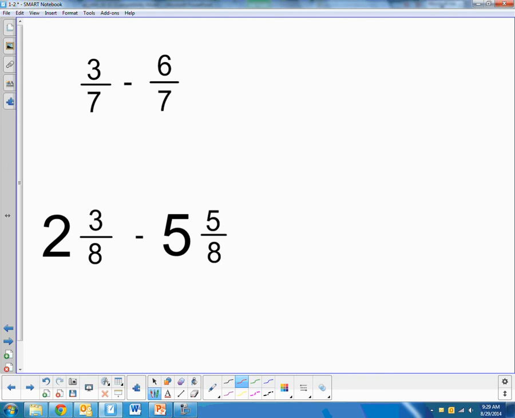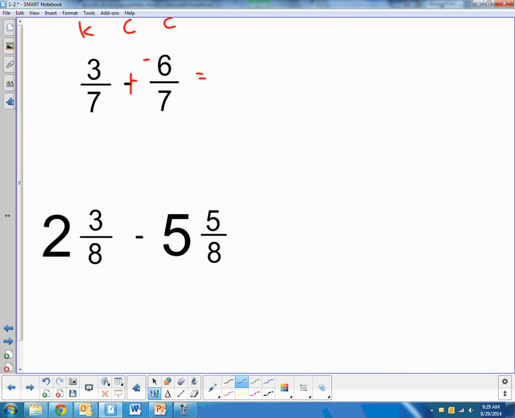And to do that, we're going to do keep, change, change. You maybe heard it as something else, but we're going to go with keep, change, change. We're going to keep the first number the same, change the sign to a plus, and change the sign on the second number. So we keep the first number the same, change it to an addition problem, and change the sign on the next number. We now have 3/7 plus -6/7. You should have seen this before in past years.